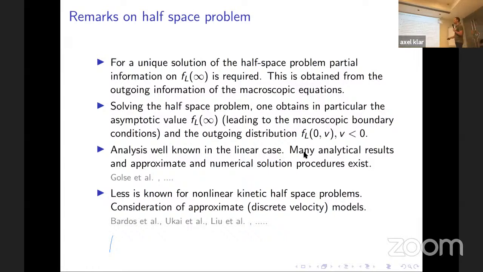Since the non-linear kinetic problem, there's a nice survey paper by Claude Bardos and others. He's describing the half-space problem. And that's really a messy thing to do. There's no result, not even an existence result, nor a more qualitative result. So they're still pretty open. There are some weakly non-linear results, but not much more.